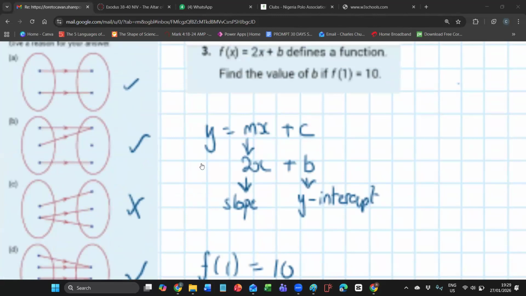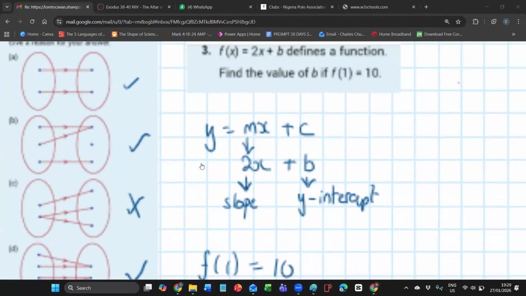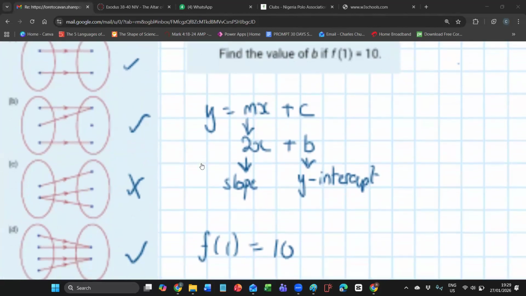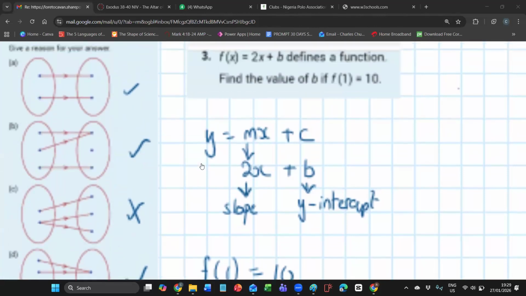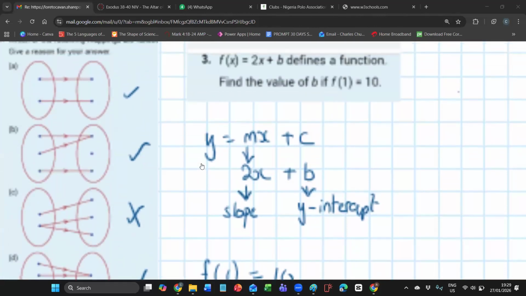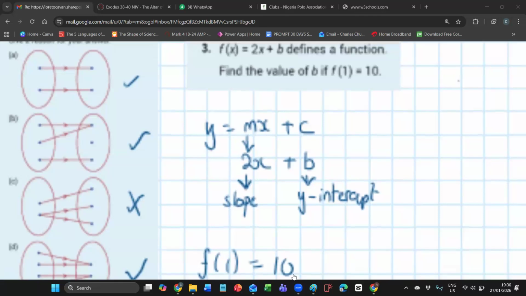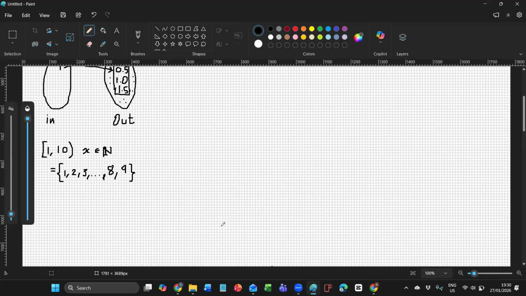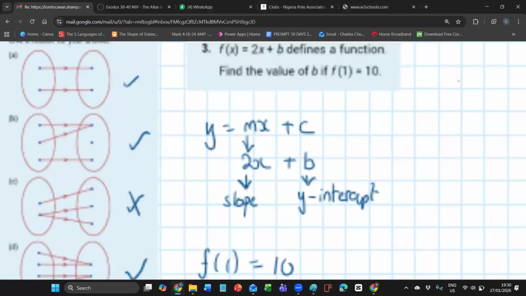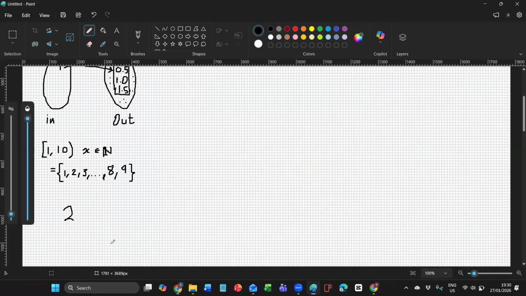Okay, find the value of B if F1 equals 10. F1 equals 10. So that means anywhere we have 2x plus B.